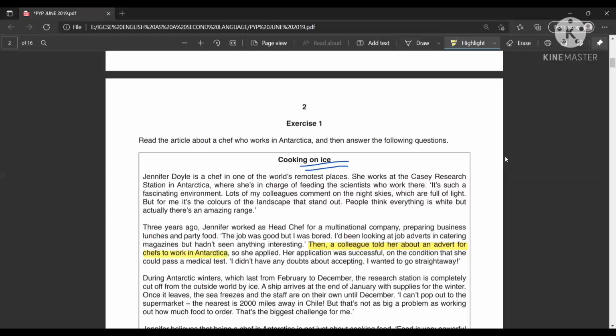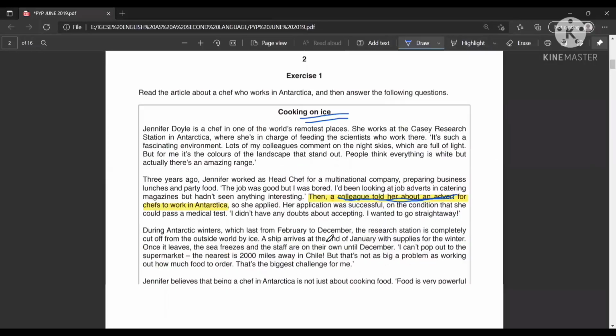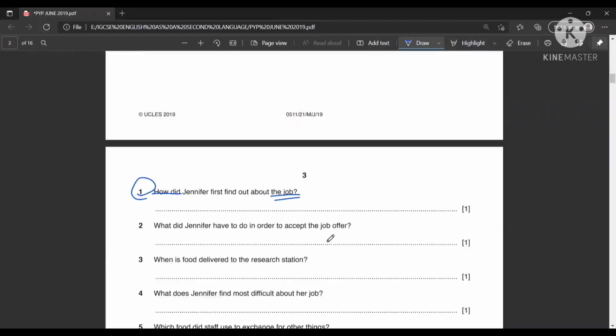Okay, so what we are going to write in the answers, how did Jennifer find out about the job? So we are going to write colleague told her about an advert. You can just write colleague, or you can write the complete sentence. Colleague told her about an advert. So let's move to the question and write the answer for this one.